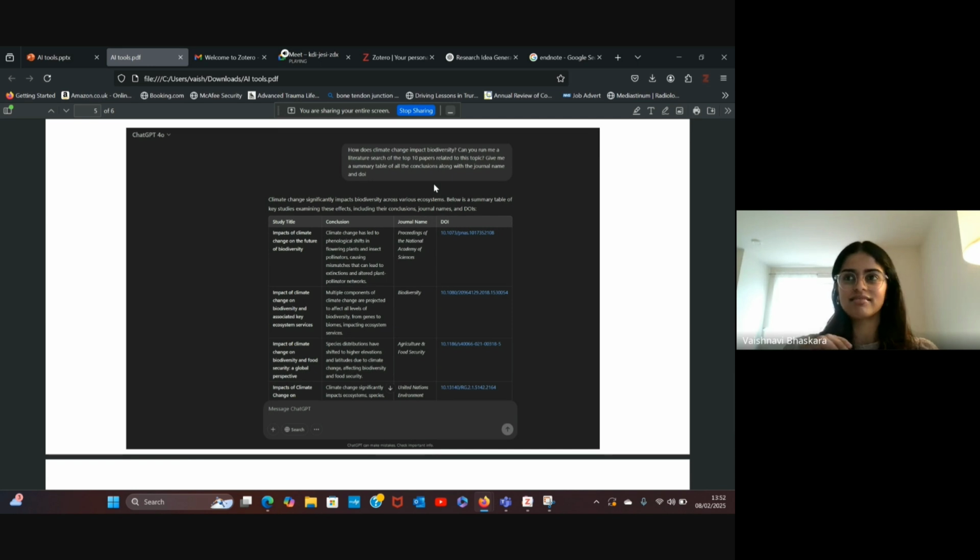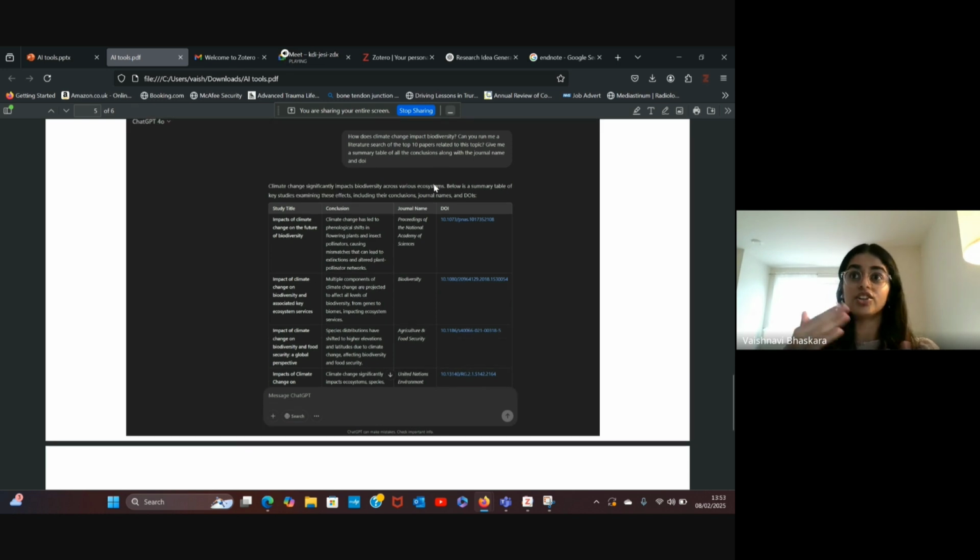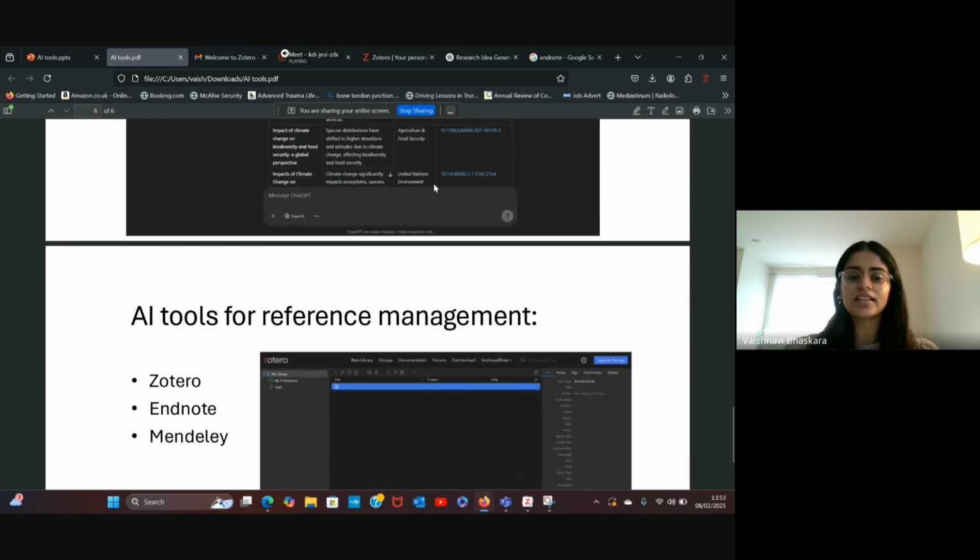I pay for the premium version. I think it's the same in India as well. It's 2,000 rupees per month. And if you're someone who's very involved in research, I think the premium version is very good because it can do a little more logical reasoning than the free version.